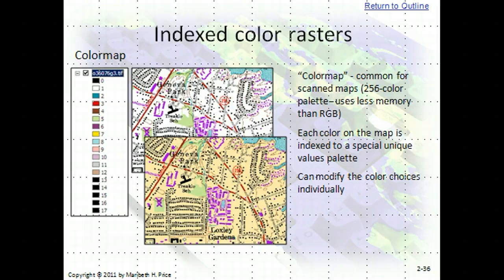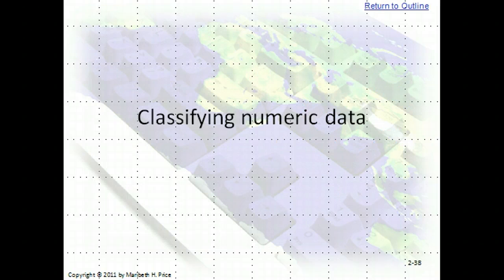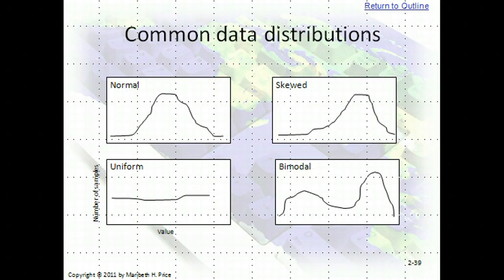Mapping numeric data, raster or vector, requires classifying a range of values into a small number of groups, each of which can be represented by a different color or symbol size. This process is called classification. There are many ways to classify data, and the choice of the method affects the appearance of the map and the message that it portrays to the viewer.